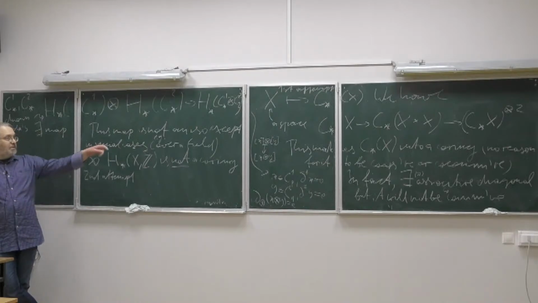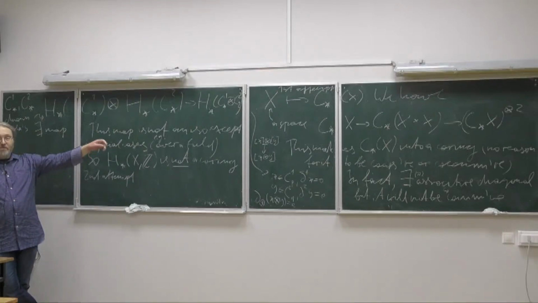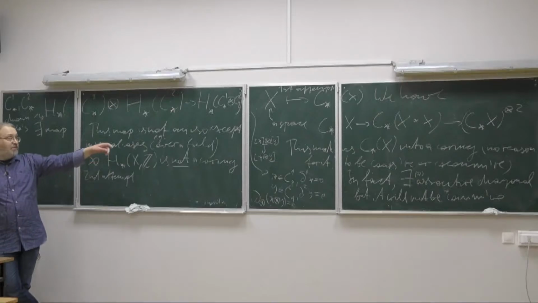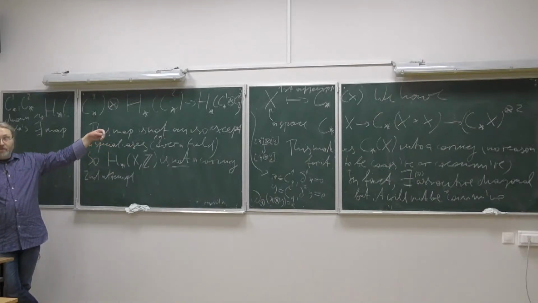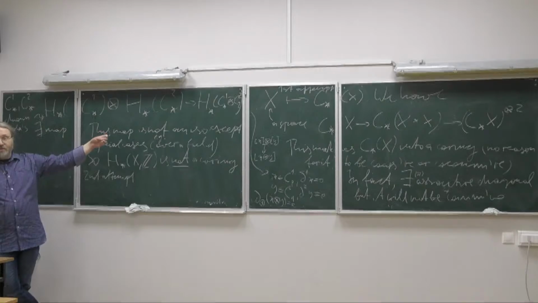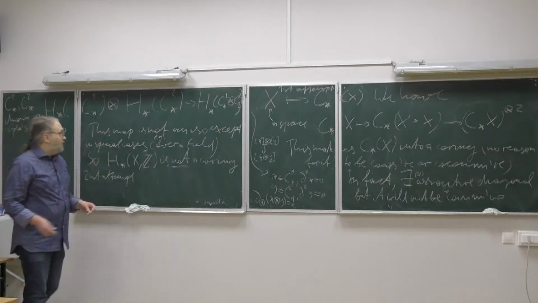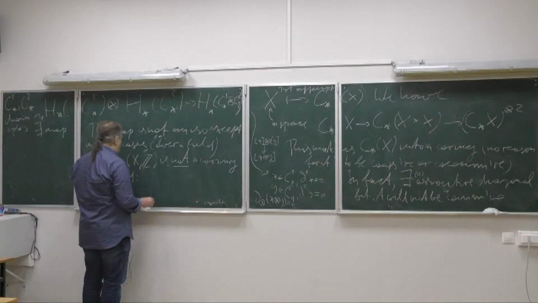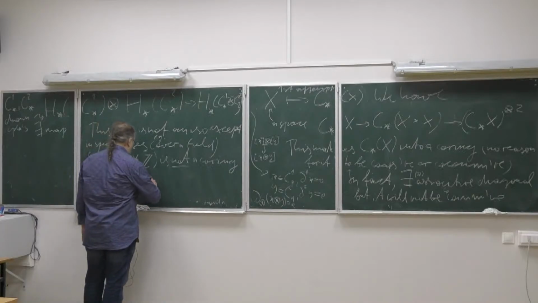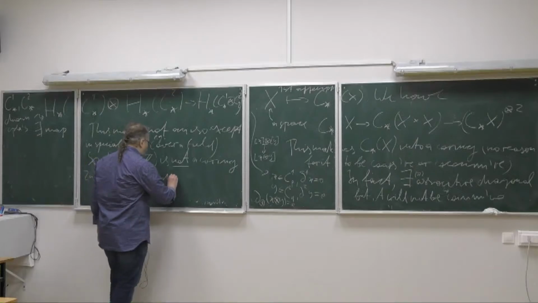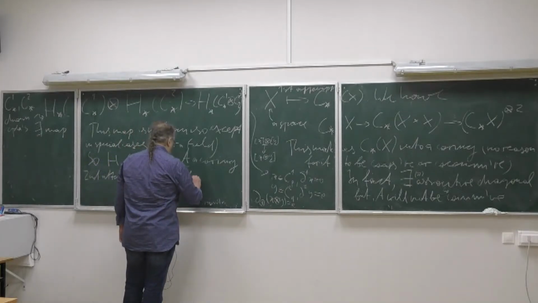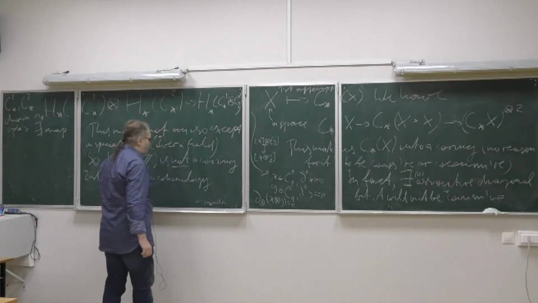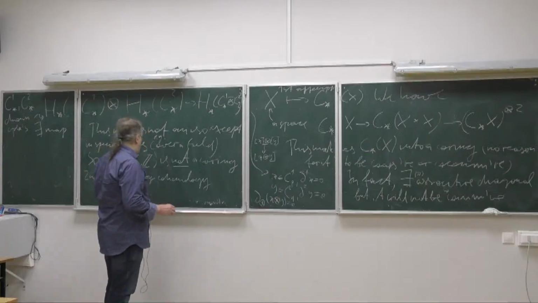Okay, so the first attempt didn't quite work. We get a co-ring structure on chains, but this is all. Second attempt. We try cohomology.